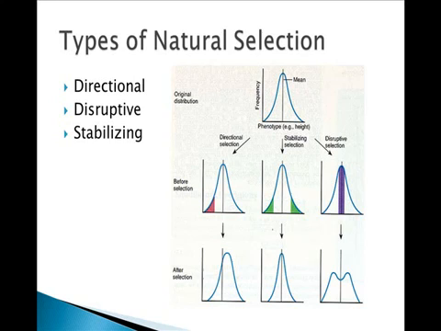Disruptive selection is going to favor both extreme forms, and we see this in certain tide pool organisms, for example. Stabilizing selection favors the middle form. And so that's what you see in human height. That's a stabilizing selection. We're all kind of in the middle, mostly.